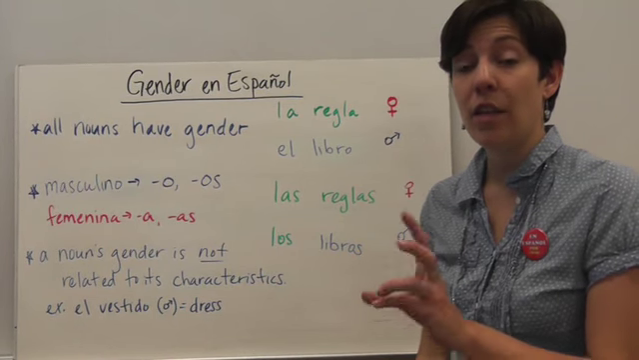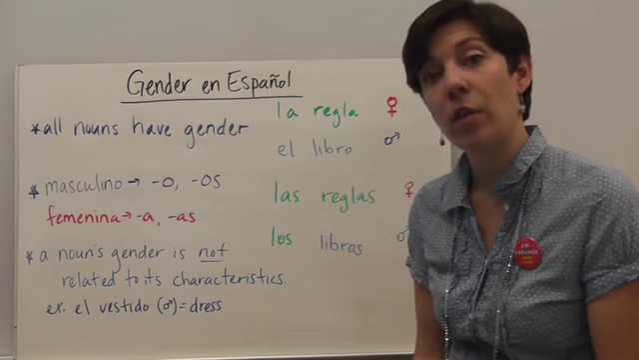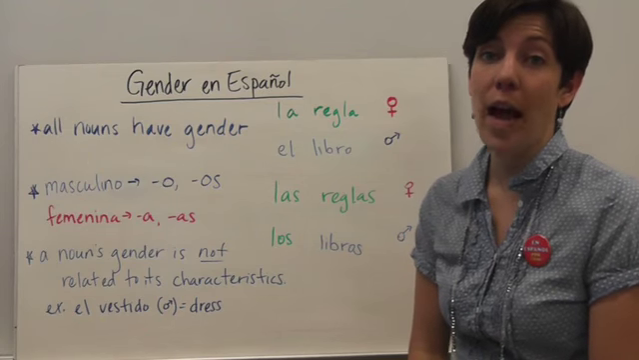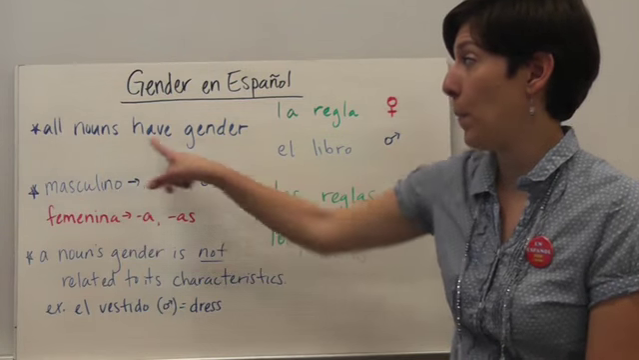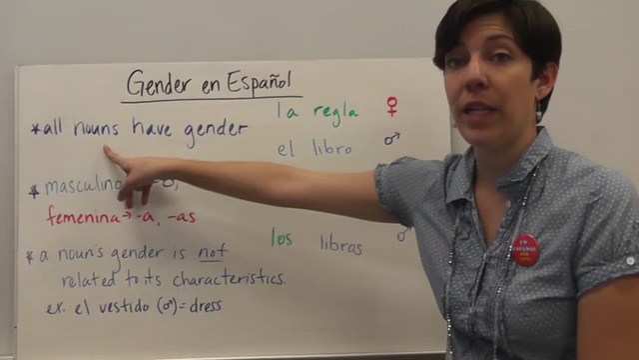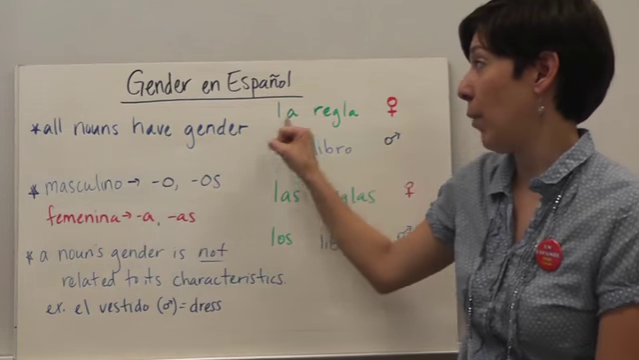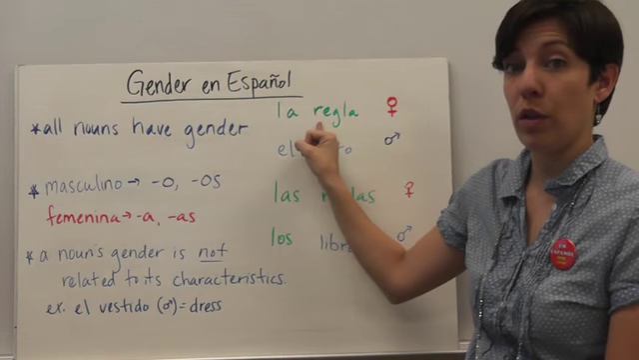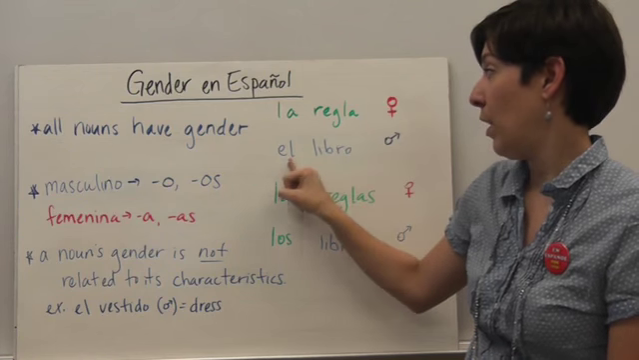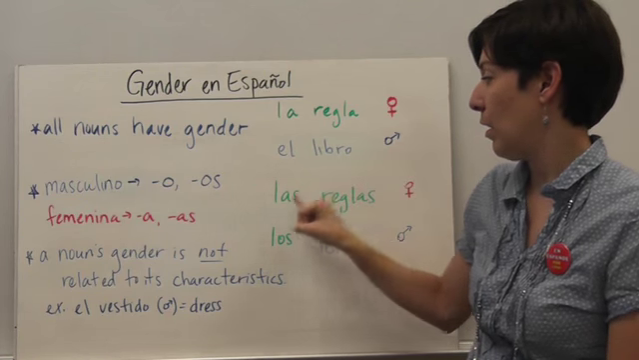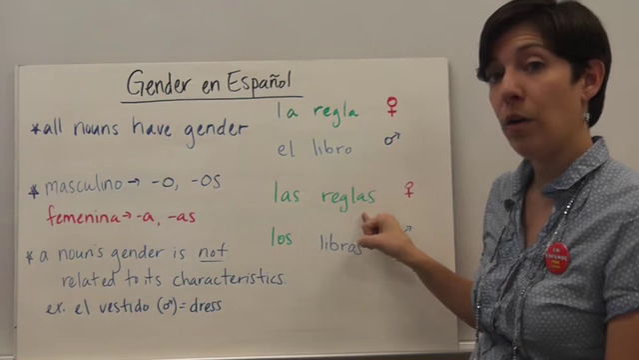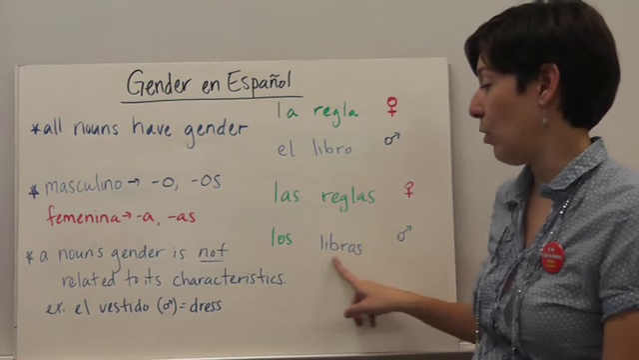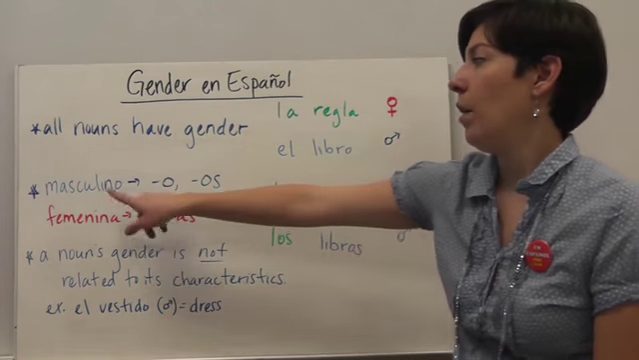Gender is masculine or feminine. In English, we think of it as only with people, but all nouns in Spanish have gender. Nouns are people, places, or things. For example, la regla, which you know as the ruler from your vocab, is feminine. El libro is masculine. Las reglas, now it's plural, but it's still feminine. And los libros is masculine.